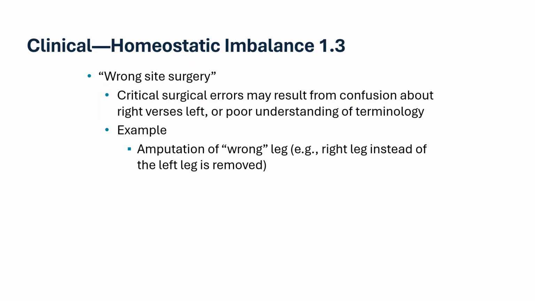All right, when we have errors, you can end up doing surgery on the wrong site. Critical surgical errors may result from confusion about right versus left, or poor understanding of terminology. Example, amputating the wrong leg, doing the right instead of the left, because you were talking about your left, not the patient's left. These terms are very important, so try to use them in your daily terminology.